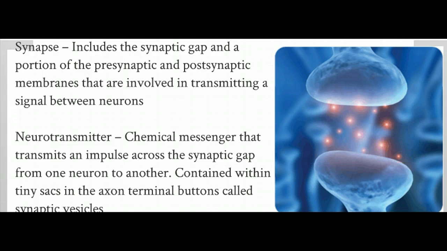A neurotransmitter is a chemical messenger that transmits an impulse across the synapse from one neuron to another. They're contained in the presynaptic neurons in little tiny things that look like water balloons that we call synaptic vesicles that go down and bind with the cell membrane and then release the neurotransmitters into the synapse.